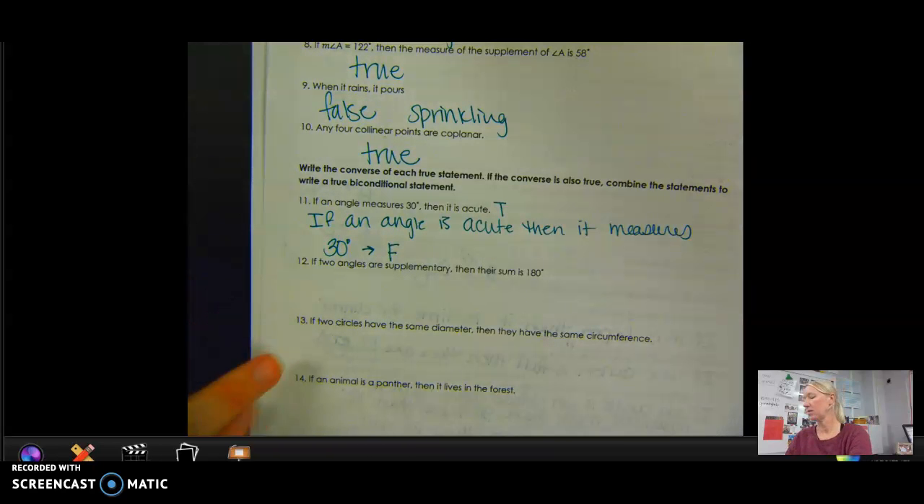So go ahead and do 12, 13, and 14. Pause yourself. I'm going to pause myself, put in the answers, and then go over them quickly whenever I'm done.